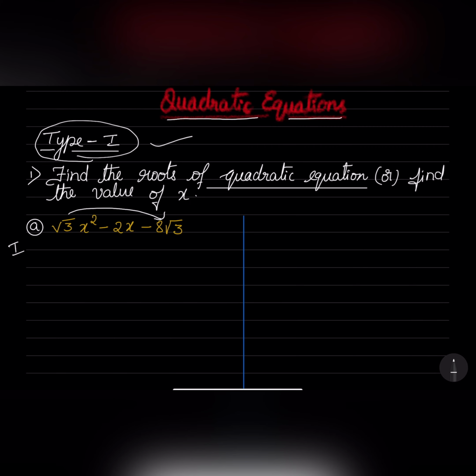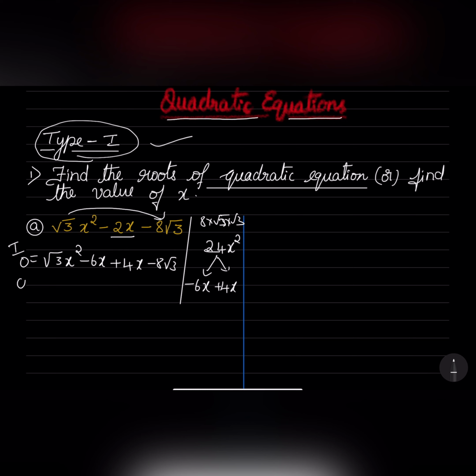Multiplying the last two terms, we will get 24x square, right? 8 into root 3 into root 3 is 24x square, and if we add or subtract, we should get 2x, that is minus 2x. So it is minus 6x and plus 4x. So let's substitute this: root 3 x square minus 6x plus 4x minus 8 root 3 is equal to 0.